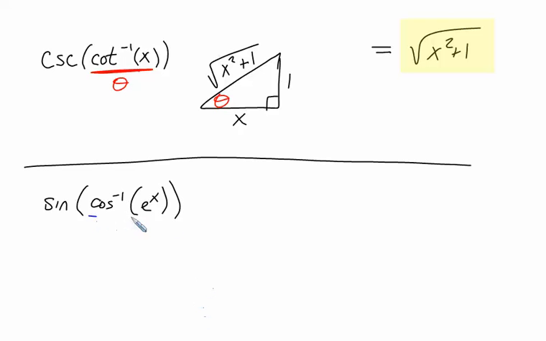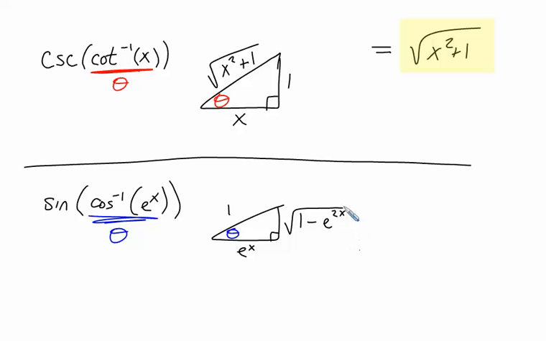Similar deal over here. We're going to call the inverse cosine of e to the x theta. We're going to make our triangle with a theta here. Cosine would be the adjacent over the hypotenuse. Use the Pythagorean theorem. Now this one is neat. 1 squared. e to the x squared is really e to the 2x. And now the question is, what's the sine of theta going to be? Well, it's going to be the opposite, which is the square root of 1 minus e to the 2x, divided by the hypotenuse, which is just 1.